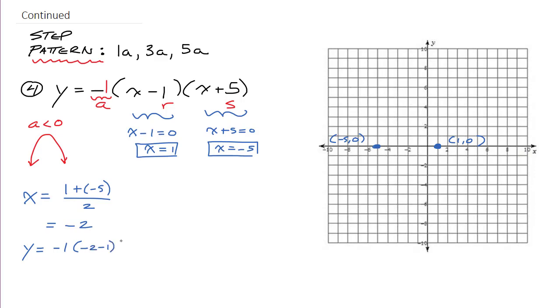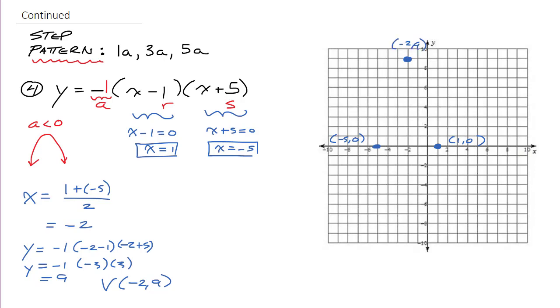So we get -2 minus 1 and -2 plus 5. All right, so we're just going to go, well, what's -1 times -3 times +3? So we're going to get +9. Okay, so our vertex is at -2, +9. -2, +9, right there. Boom. So pretty well, you can see the shape of our parabola probably forming already.